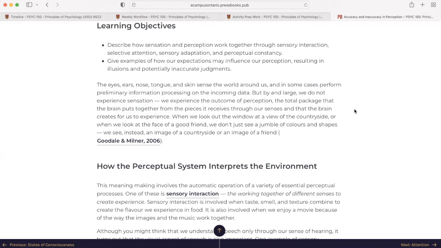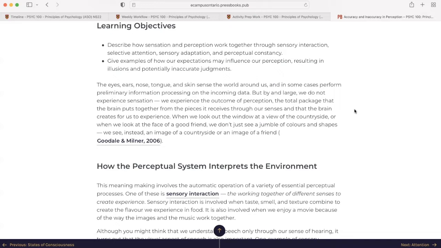So here we go. The eyes, ears, nose, tongue, and skin sense the world around us, and in some cases perform preliminary information processing on the incoming data. But by and large, we do not experience sensation. We experience the outcome of perception, the total package that the brain puts together from the pieces it receives through our senses, and that the brain creates for us to experience.